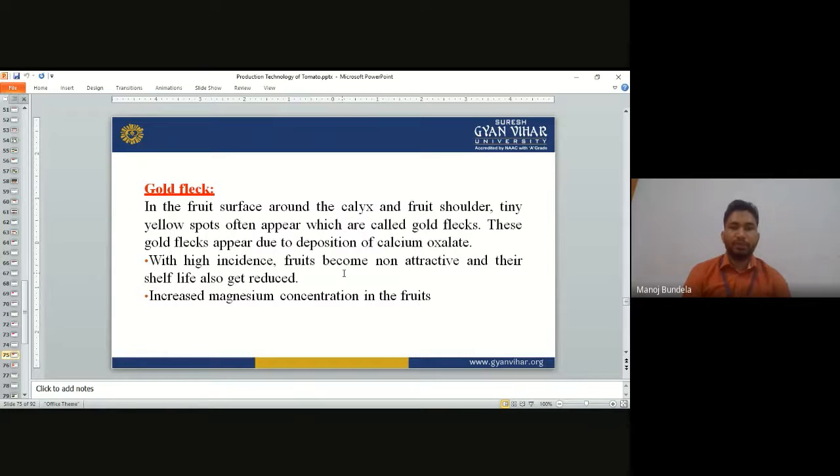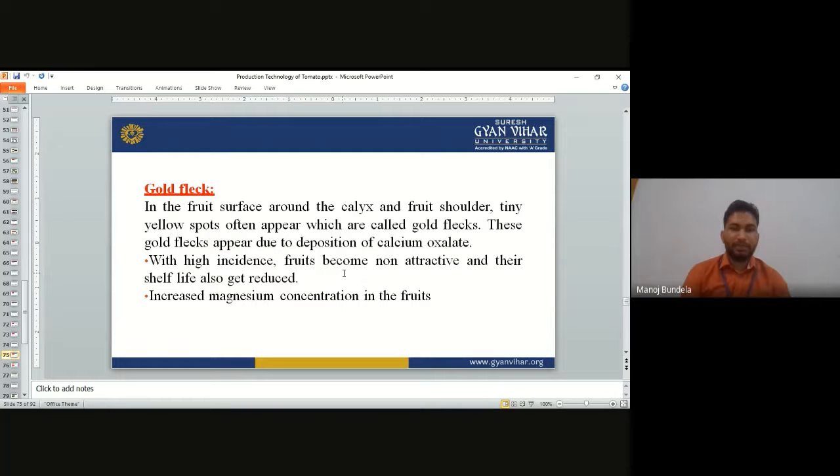Next is gold fleck. On the fruit surface around the calyx and fruit shoulders, tiny yellow spots often appear, which are called gold fleck. Gold fleck means the tiny yellow spots appear around the calyx and fruit shoulders. That is called gold fleck. These gold flecks appear due to the deposition of calcium oxalate.